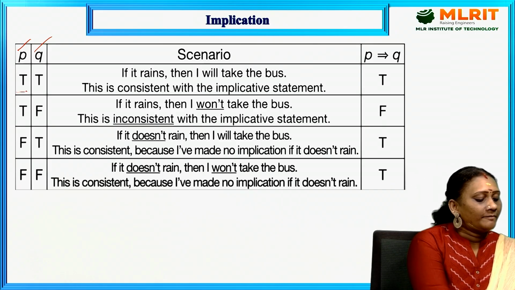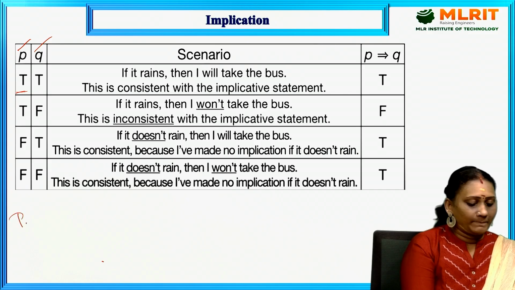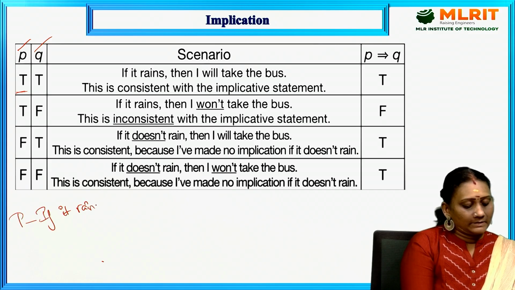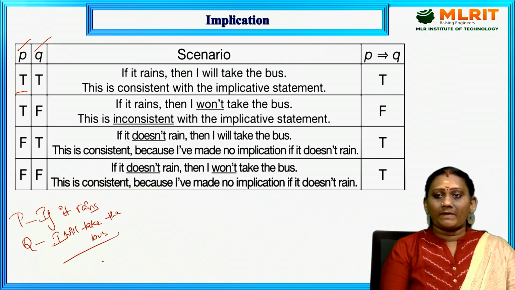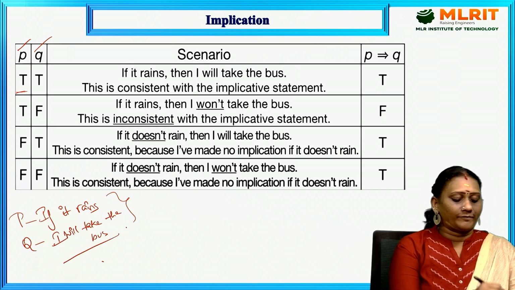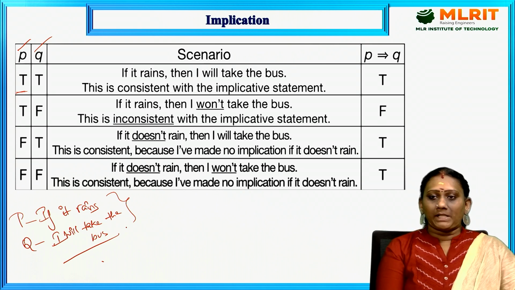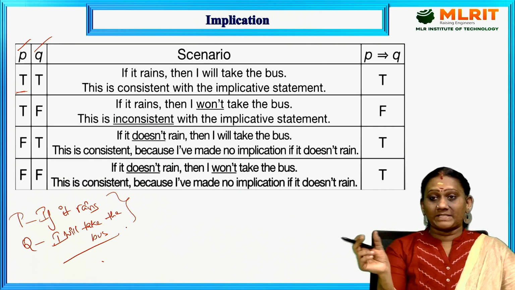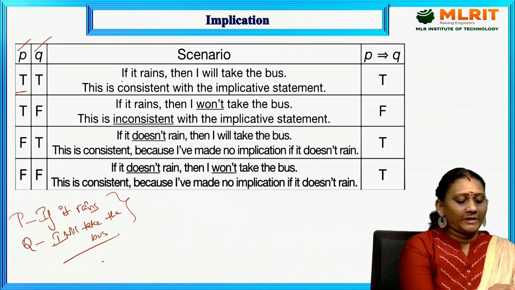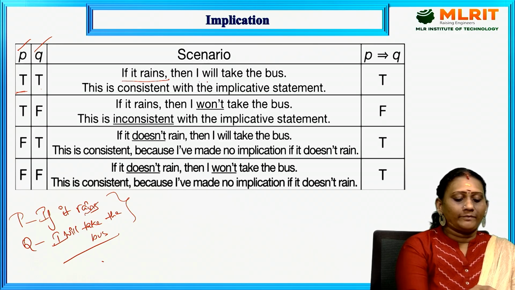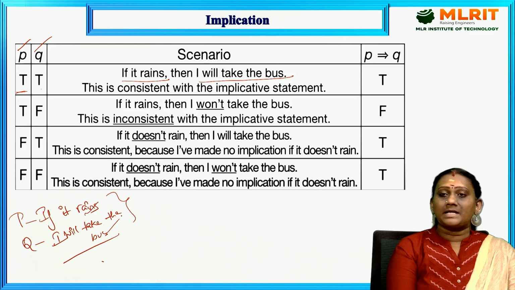So here my first statement, the P statement, is: if it rains, and my Q statement is: I will take the bus. So these are the input values. I have given different types of truth values in the truth table, and I'm going to analyze them step by step now. My first combination is true and true. If it rains, okay, I will take the bus. So this is the combination.